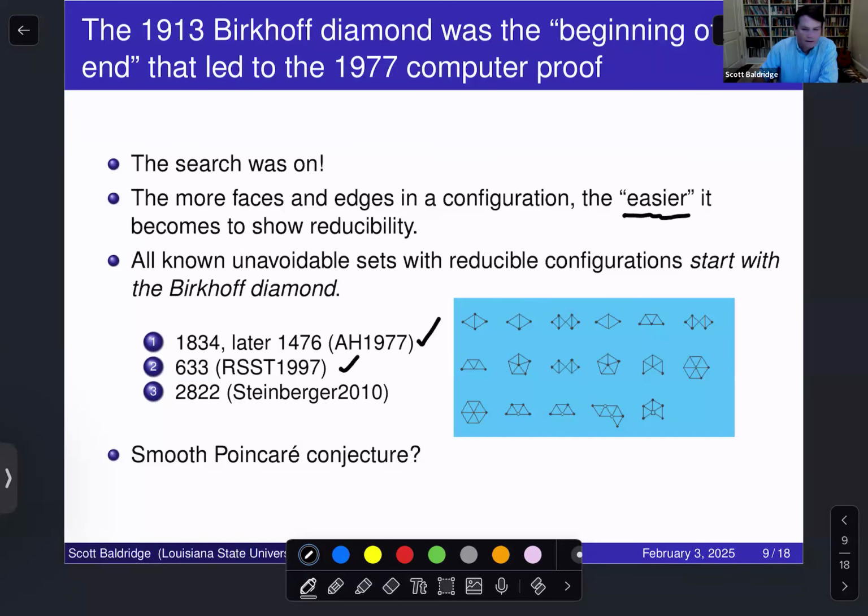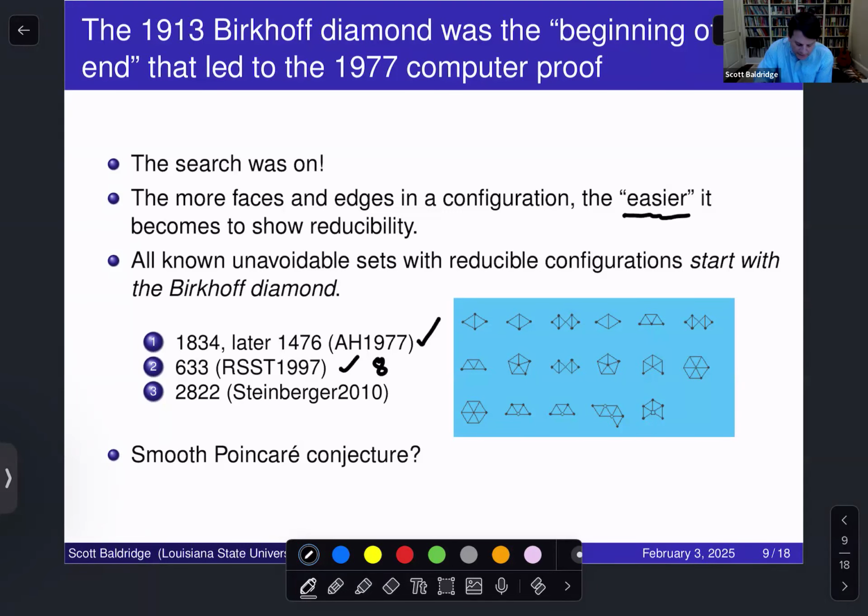And oh, by the way, some of these are in the chat. This would be paper 8. Or Steinberger with a bigger set, but has some special properties. So those are the three valid proofs of the four-color theorem.